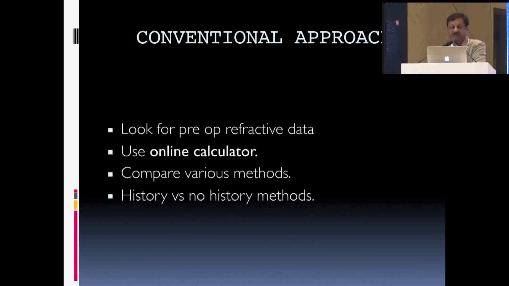So in the conventional approach, you can use the pre-operative refractive data. If your patient has pre-LASIK or pre-RK refractive error data, you can put these into the online calculators. You can go to the ASCRS or the ESCRS website, and you can compare the various methods. So this is basically the history versus no history methods.